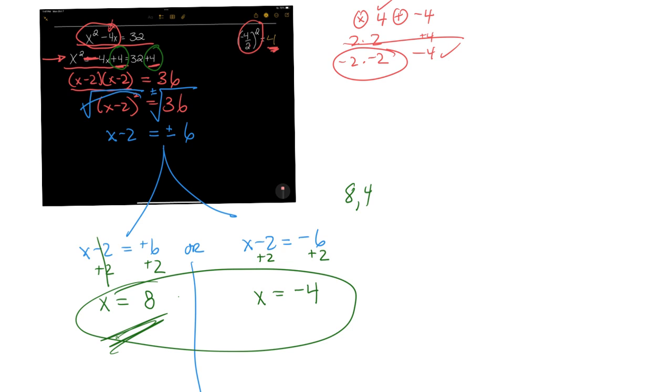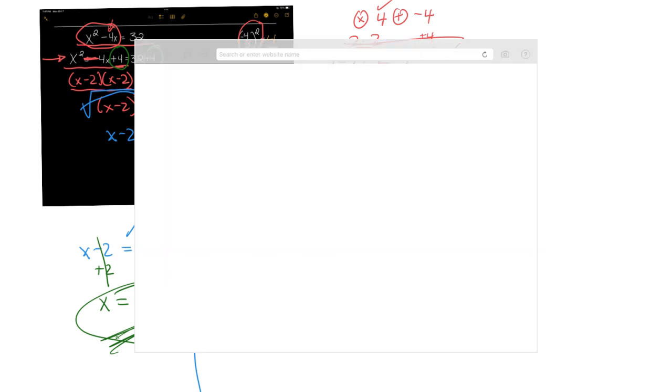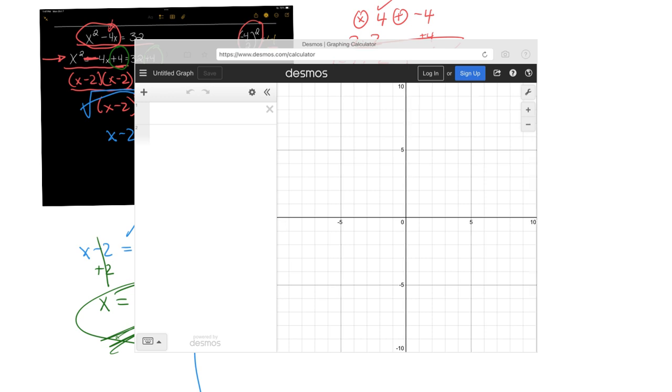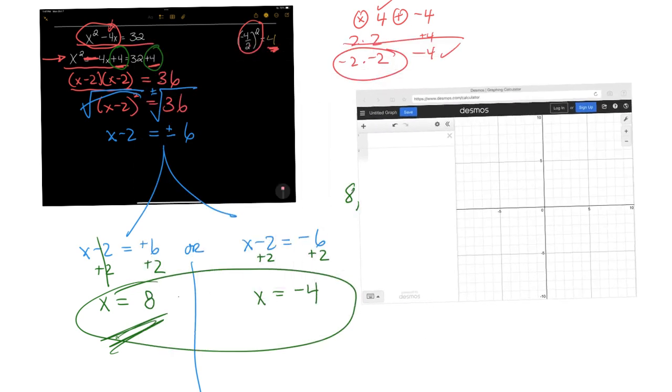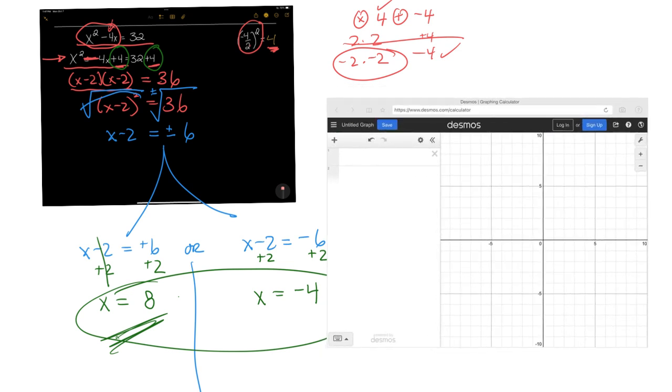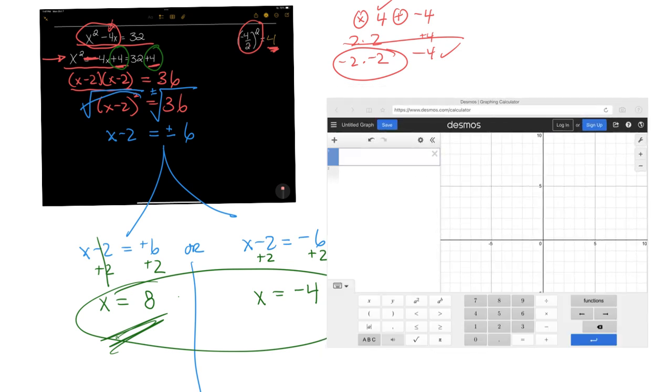Now I always like to check these to make sure I'm doing it right. So I can check these in decimals, if I can get decimals to run. Here we go. Okay, I'm wanting 8 and negative 4 out of the deal. Okay, so x squared minus 4x equals 32. And there's my graph.